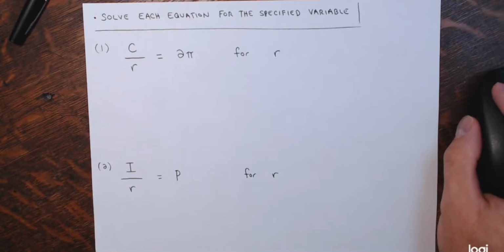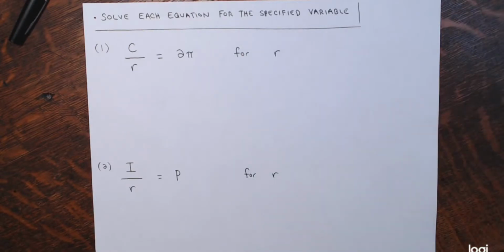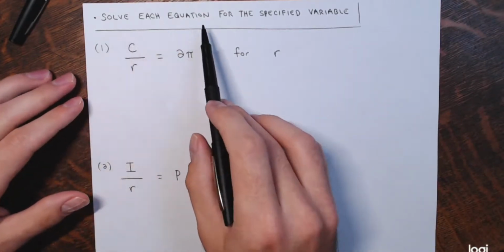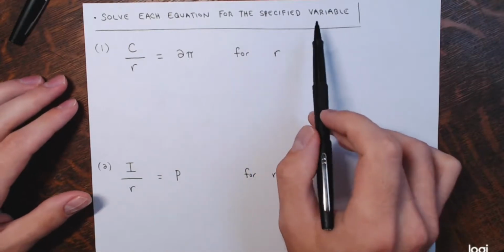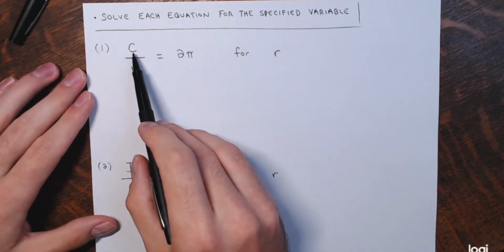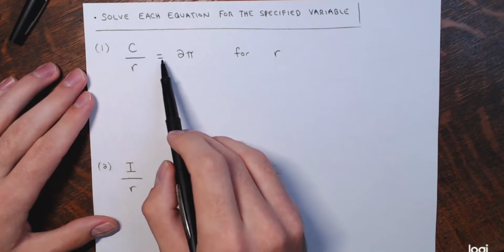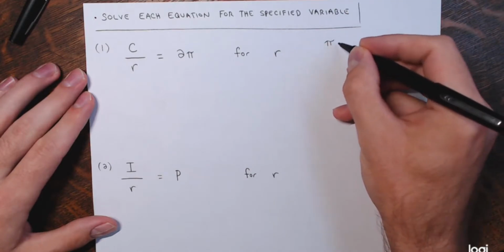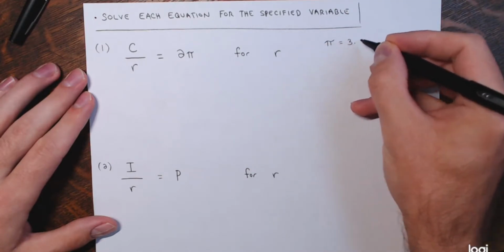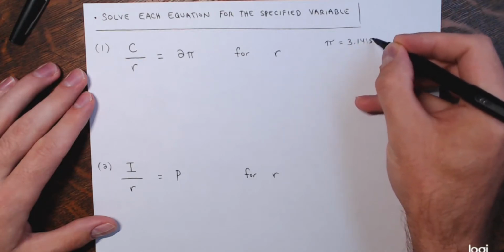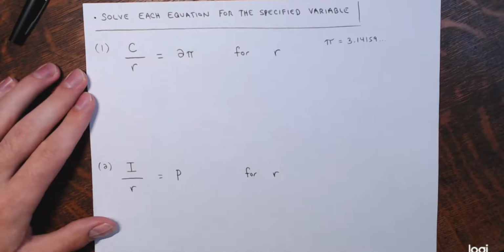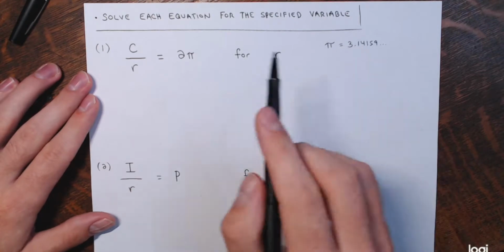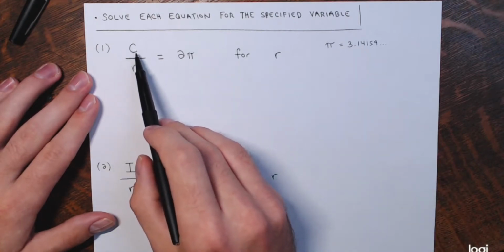Alright, so bringing up the first example. Example 1 here. Again, we're asked to solve each equation for the specified variable. This is c divided by r equals 2 times pi. Hopefully you recall that pi is not a variable when you see this symbol. It's a number, 3.14159 dot dot dot. It's one of those irrational numbers with a symbol that represents it. But there are two variables, C and R.